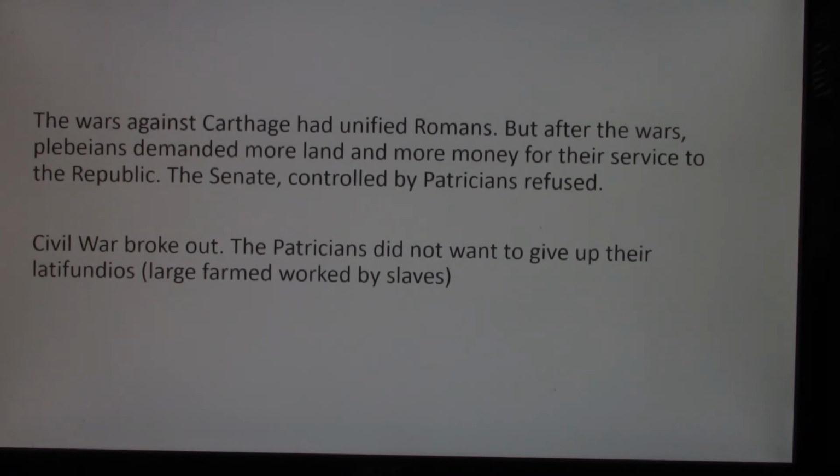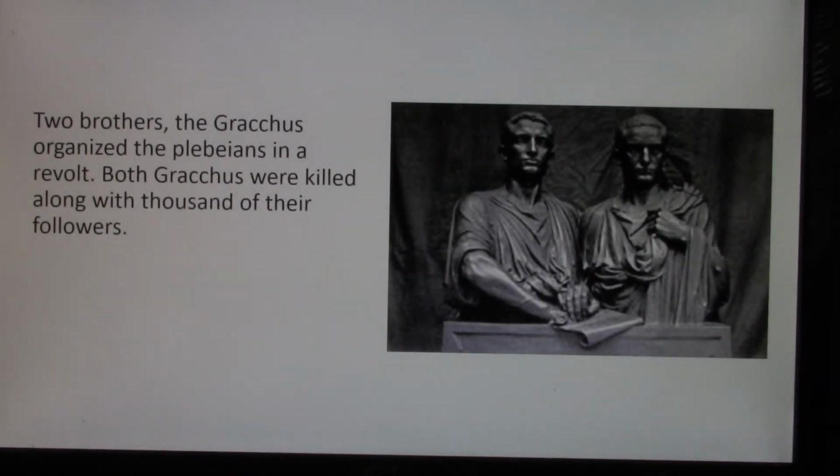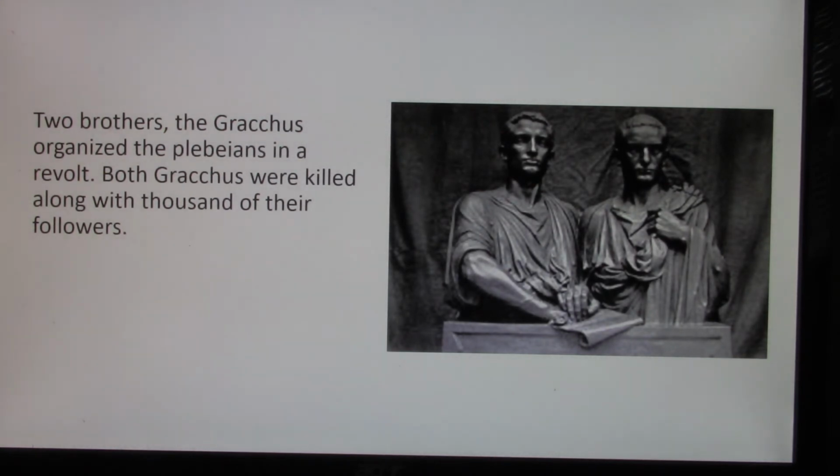They felt that this was too much of an opposition. Two brothers, the Gracchus brothers, will organize the Flavians. Now we're at about 100 BC. The Gracchus brothers are going to try to get the Senate to go along with the Flavians.